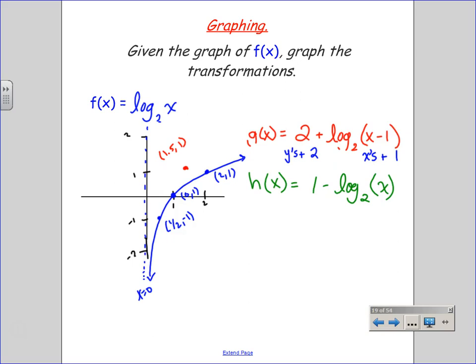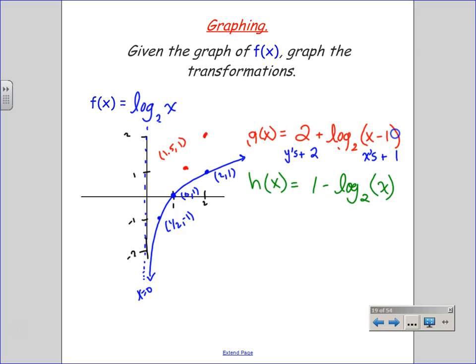Adding 1 to the x and adding 2 to the y. Got it. Adding 2 to the y, up 2, adding 1 to the x, which would be the point 2, 2. Did I do it backwards? I did it backwards. Adding 2 to the y and 1 to the x.